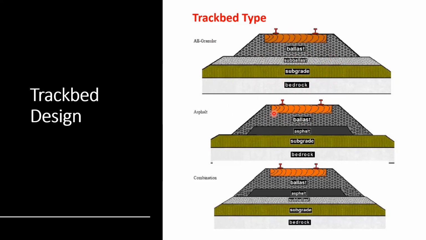There is the asphaltic track bed, which is basically a ballast and asphalt binder that provides some tensile strength and distributes the load better onto the subgrade. So you basically substitute the sub-ballast with a layer of asphalt within your ballast layer. And then a combination, if needs be, you might have a situation where you have ballast intermixed with asphalt and then overlying a sub-ballast and a subgrade.